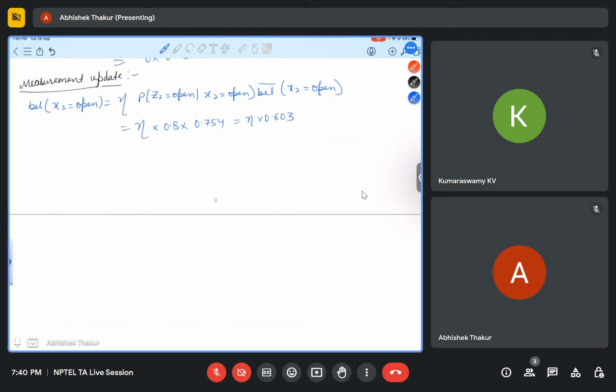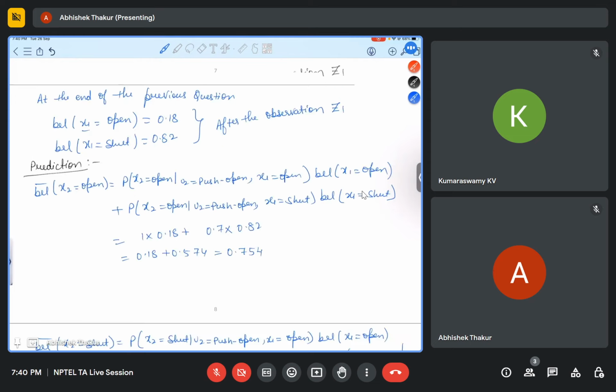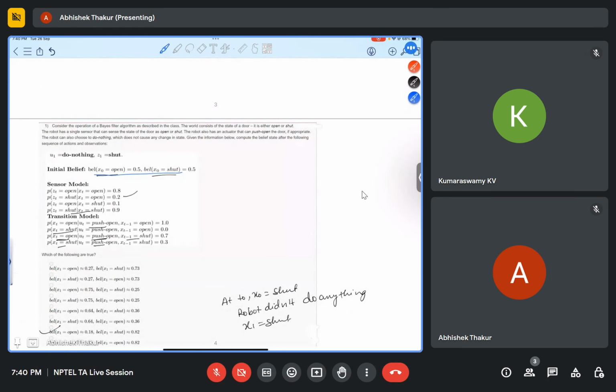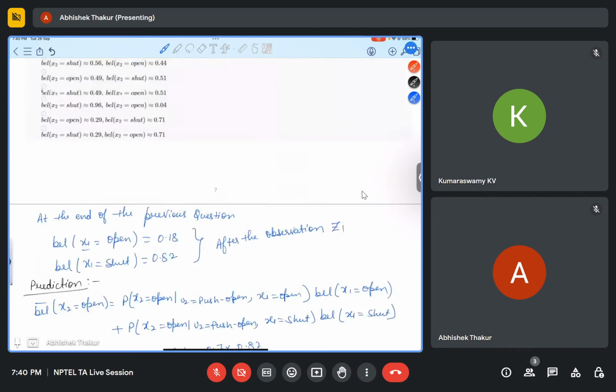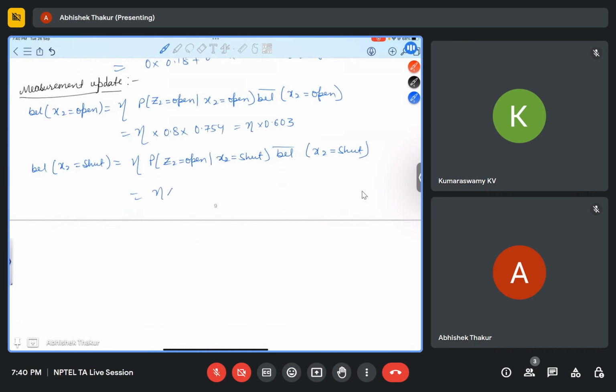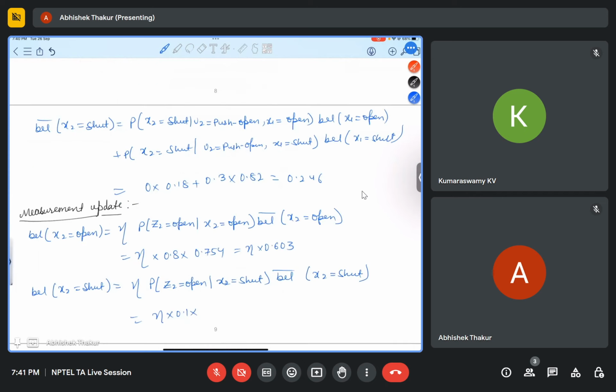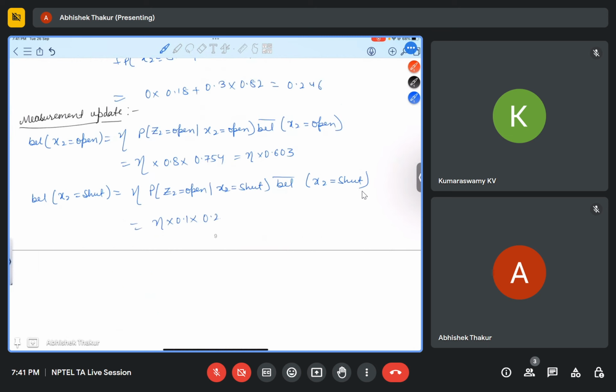So now we will find belief such that x2 is equal to shut, given as eta into probability such that z2 is equal to open given x2 is equal to shut, multiplied with belief bar of x2 is equal to shut. So this open and shut, what is the value given? Z2 is equal to open such that x2 is shut is 0.1. So it will be eta into 0.1 into belief bar x2 is equal to shut, we have found as 0.246. So this will be 0.0246.